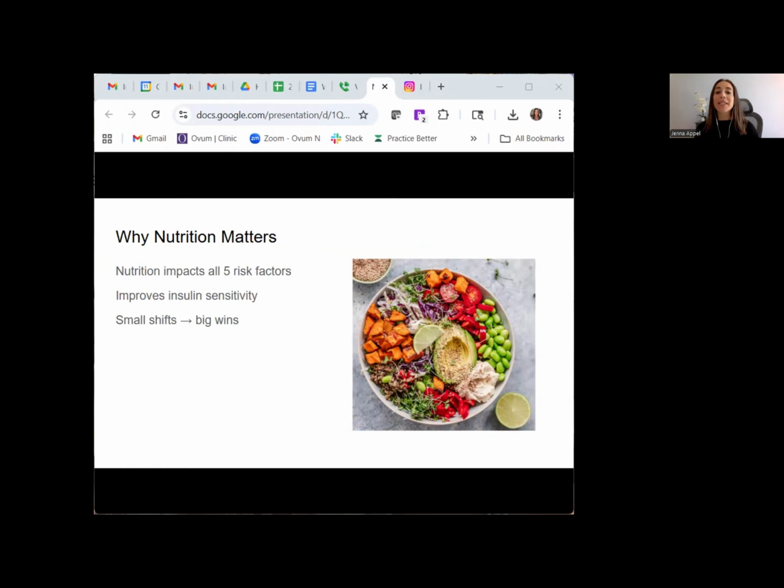And so your nutrition matters, and here's why. The great news is that nutrition directly impacts every single one of those risk factors. The foods that we eat can either worsen insulin resistance or improve it. And the best part is even small, consistent changes can make meaningful differences.